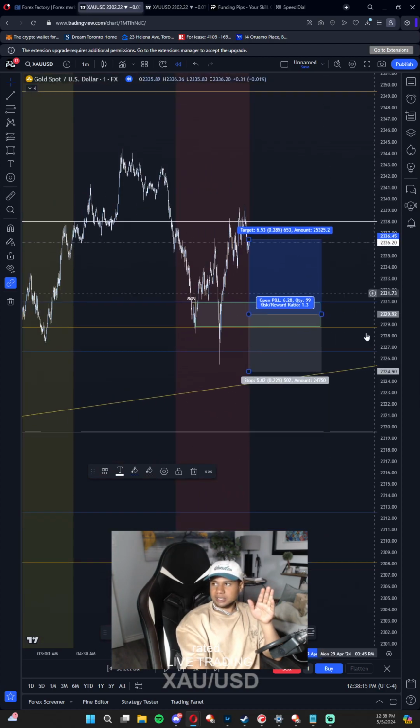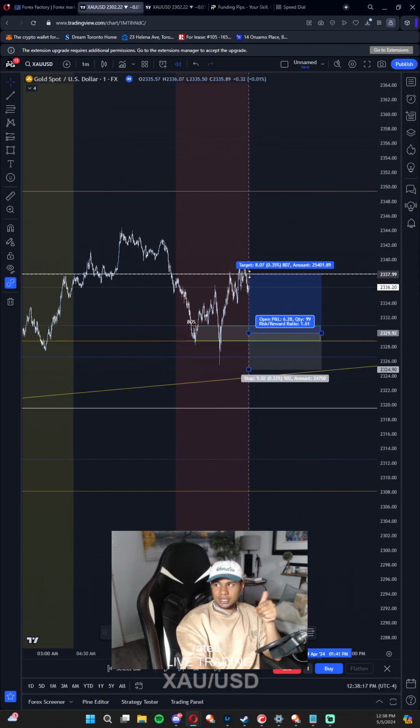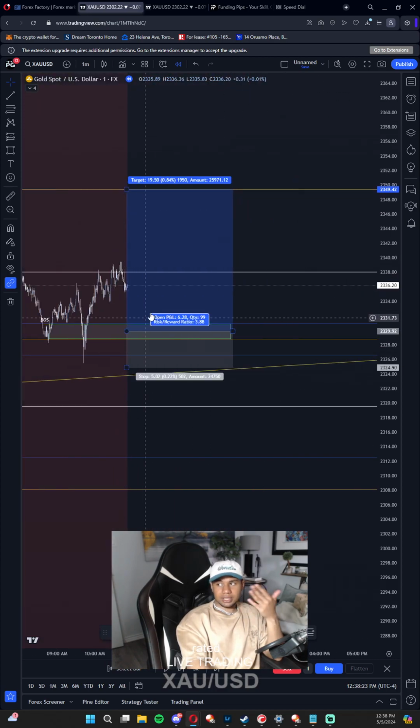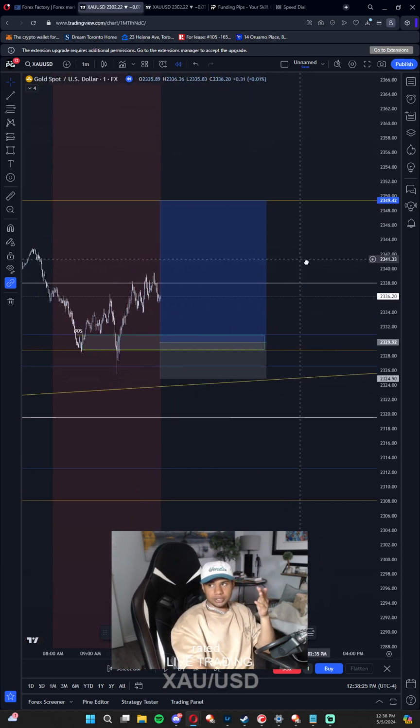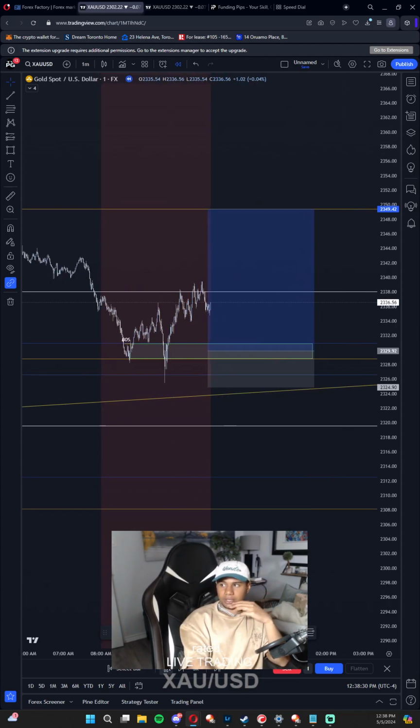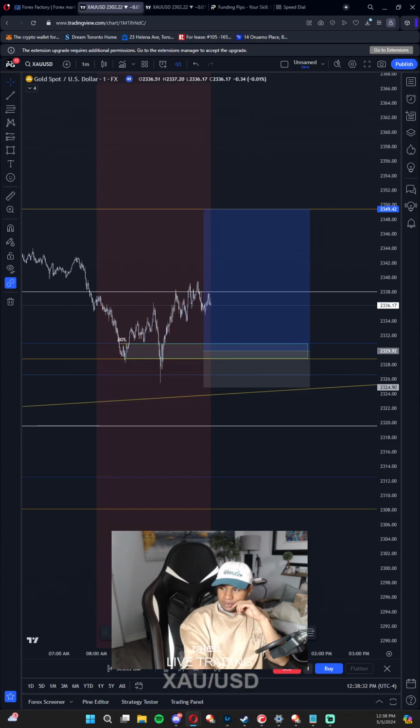Now our TPs are going to be, again, the Asian session high. I believe, yeah, this one's the Asian session high. And the 1.618 after, to see if we can get almost a 4-to-1 ratio. So 3.88 to 1 ratio. Now let's see if it's going to fall back into our fair value gap. I'm going to speed this up as well.